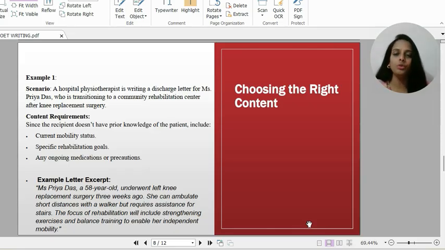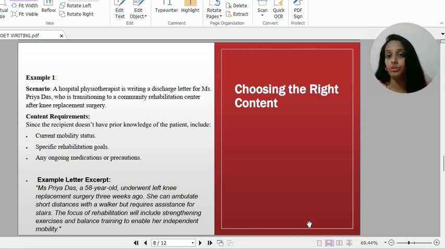In our last OET writing video, we saw the purpose and expansion of purpose with relevant details, right? So in this video, we are going to discuss choosing the right content. This is the next criterion. When writing an OET letter, selecting the right content is very crucial because it determines how effectively you communicate the patient's needs. This content criterion focuses on the relevance and accuracy of the details included. Let's break it down further.